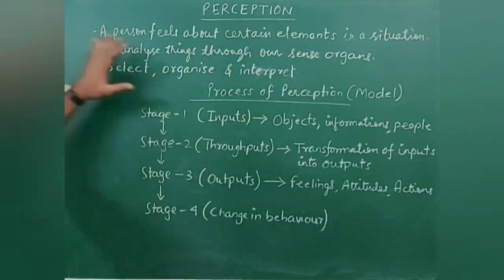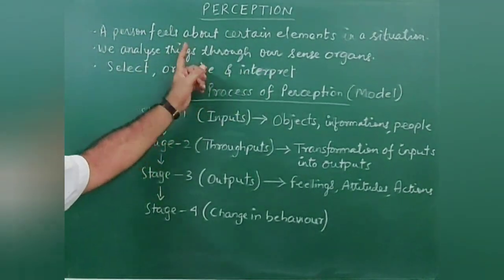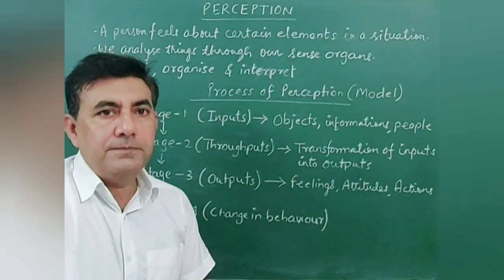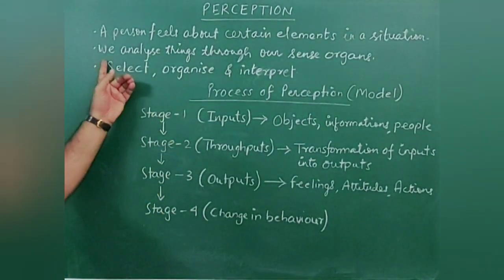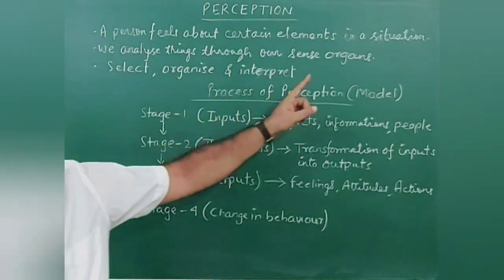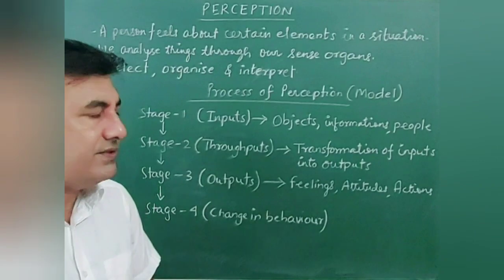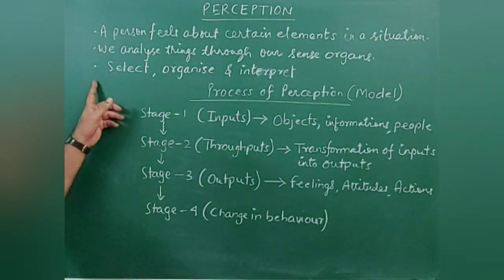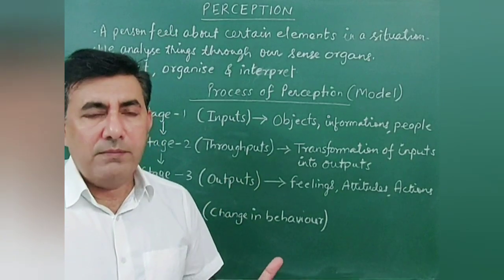But you must write these 3 points. Your definition should be composed of these 3 points. Like a person feels some certain elements which are related to the situation. The second one is we analyze things through our sense organs, as I just now told you that we use 5 senses. And the third one, all this information is gathered.